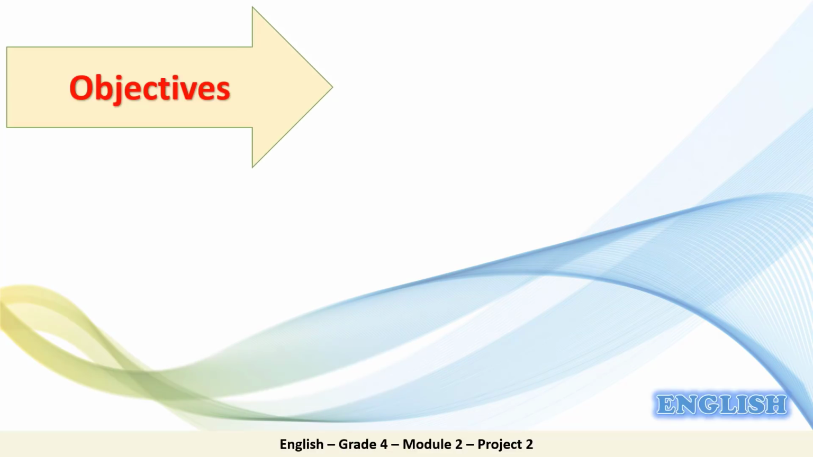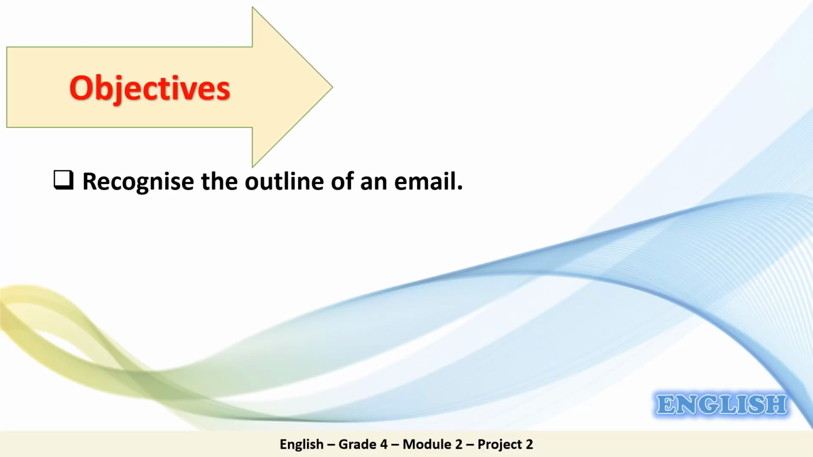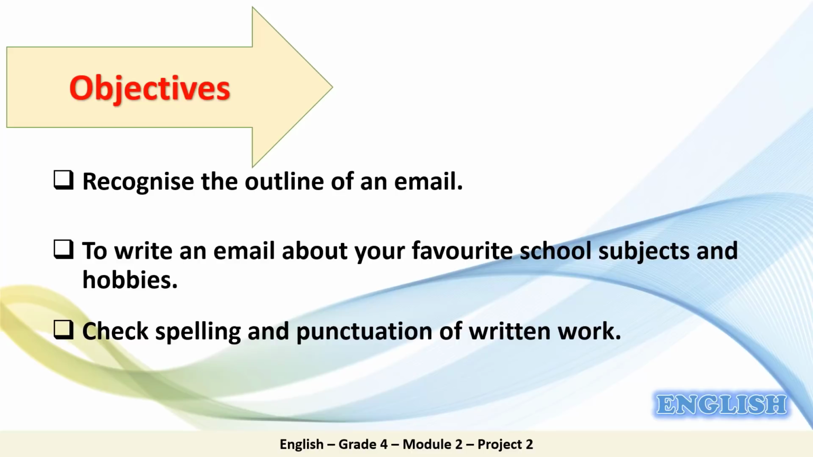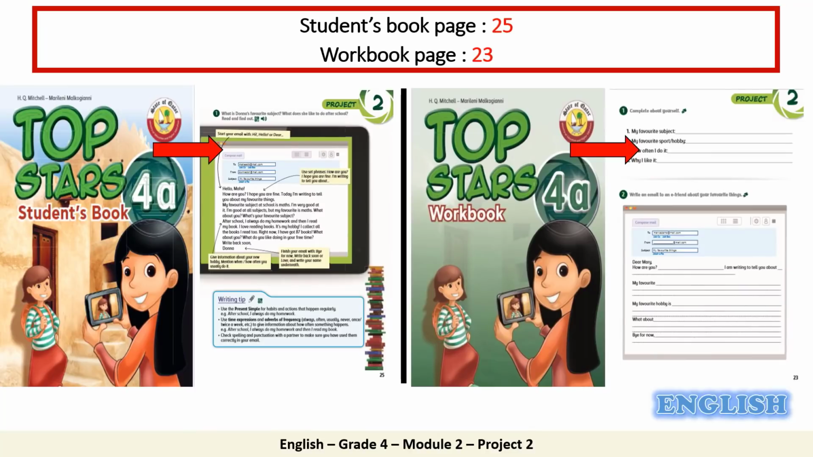As for the objectives of the lesson, by the end of the lesson, you will be able to recognize the outline of an email. Also, you will be able to write an email about your favorite school subjects and hobbies. And you will be able to check spelling and punctuation of written work. Please open your Students Book page 25, Workbook page 23.